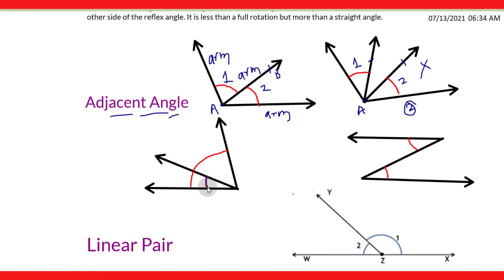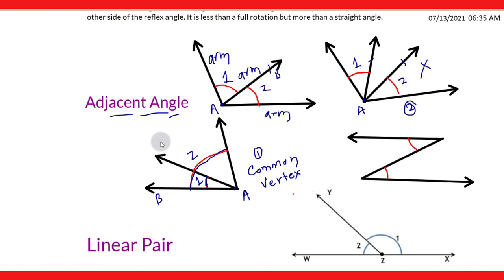Similarly, see here, this angle I denote by 1 and this angle I denote by 2. Now can you call angles 1 and 2 adjacent angles? Apply all the conditions and tell me whether we can call these two angles adjacent angles or not. See, angle 1 has vertex A, and angle 2 also has vertex A, so it has a common vertex. Correct? The first condition is satisfied.